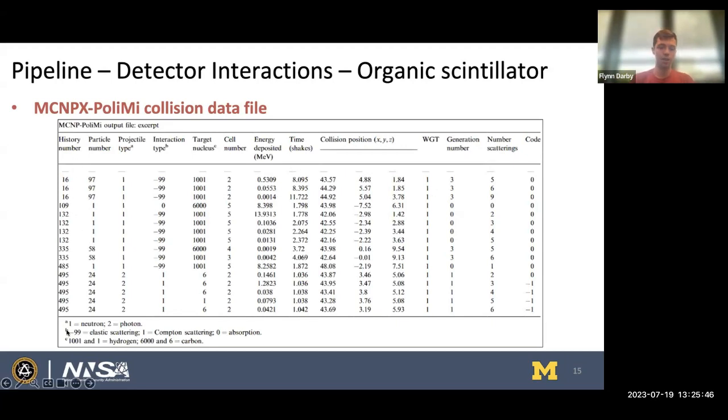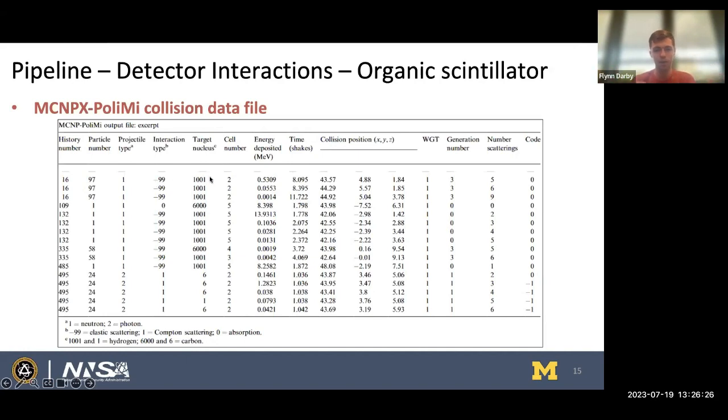Lots of data here. There's this history number, which is source histories. Each time you simulate a particle from the DT generator, so a 14 MeV neutron, that is going to be one history. You see on history 16, particle number 97 was a neutron, and it interacted, I see here, by elastic scattering, and it scattered on hydrogen several times, the same particle several times. The cell number was 2, which was our detector cell, and it tells me the energy deposited, what time it interacted. So time 0 is when the source is produced.